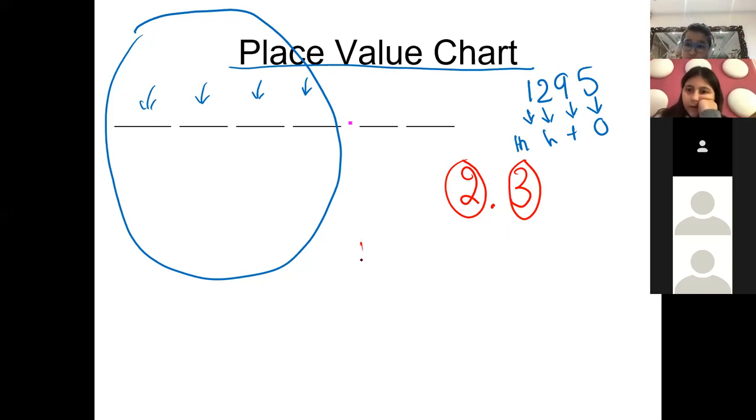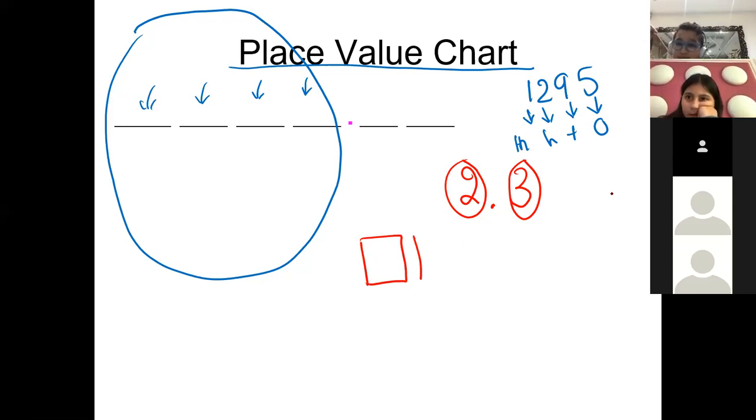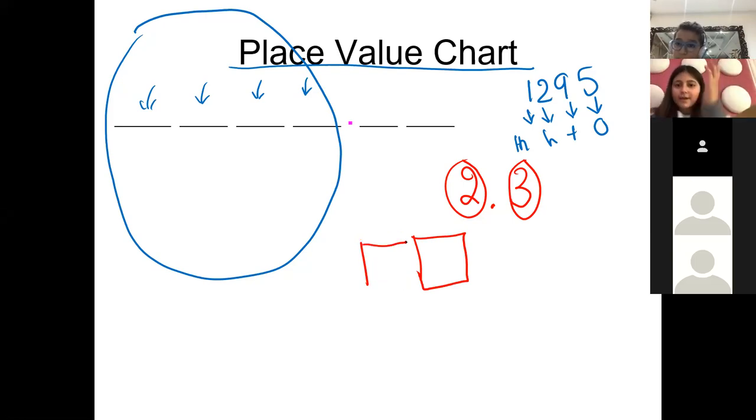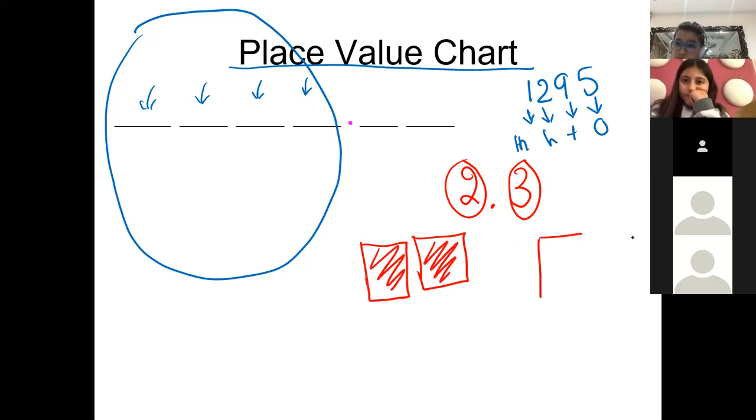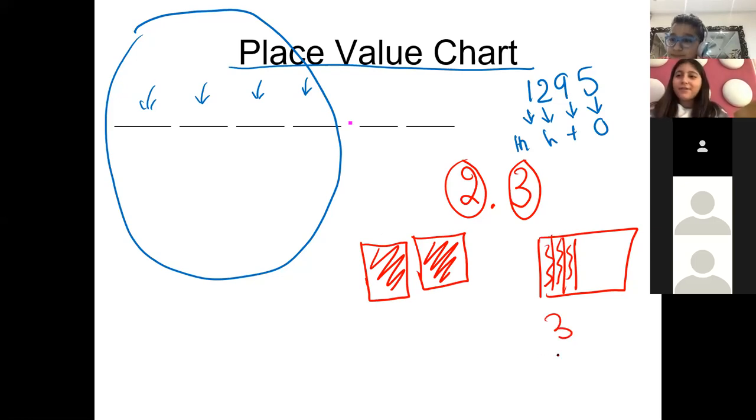It means that 2 squares are full. Teacher, I'm proud of you all. This is the fastest class. They got the idea quickly. I'm proud of you, and it's the first time. Bravo. So 2 means that 2 squares are fully colored, whereas 3 means that 3 parts are colored out of 10.